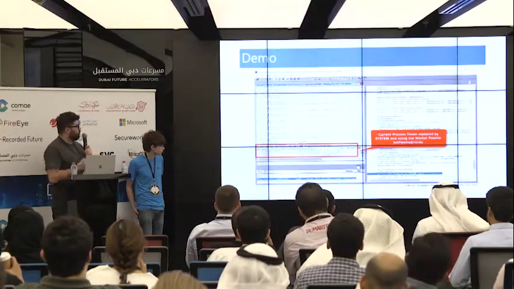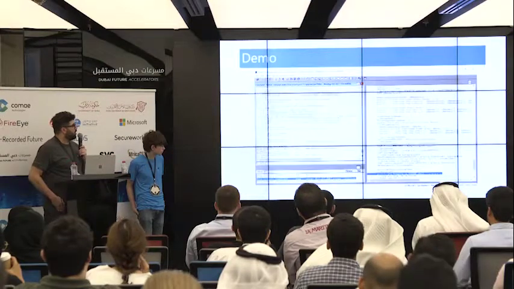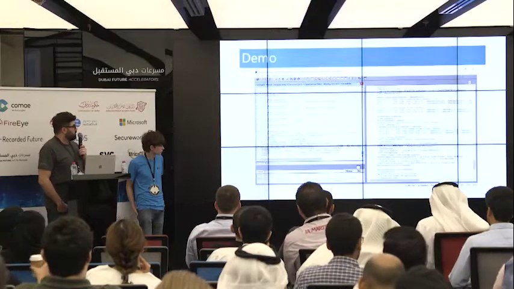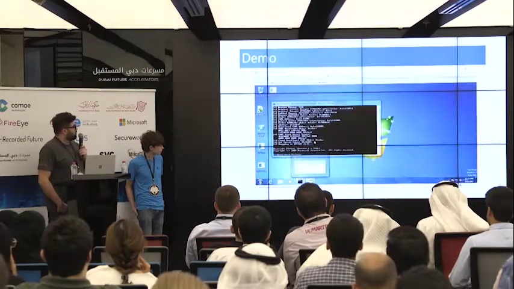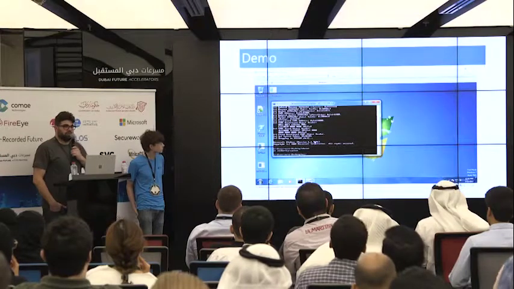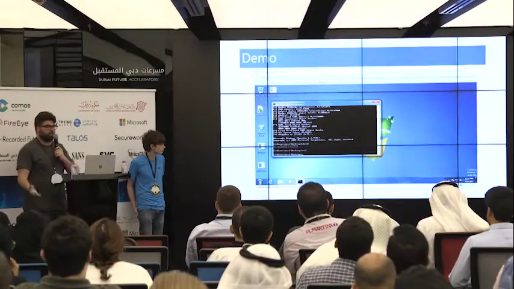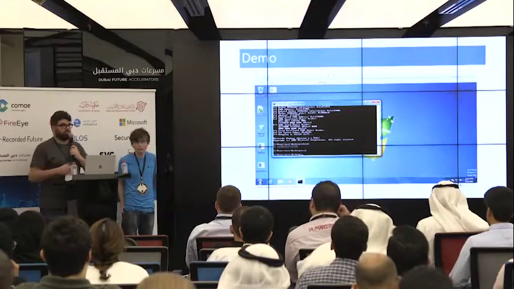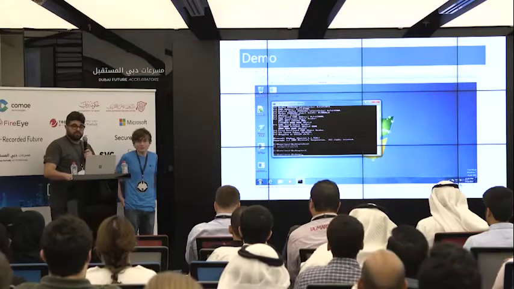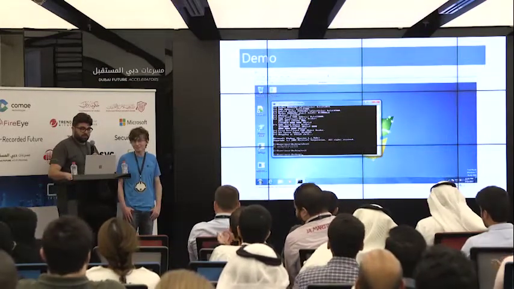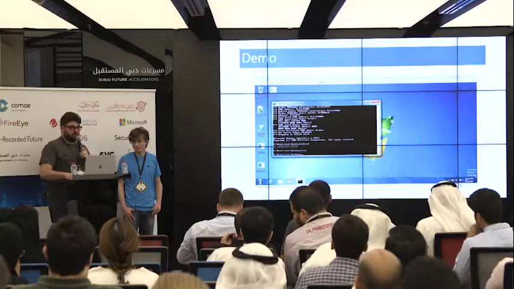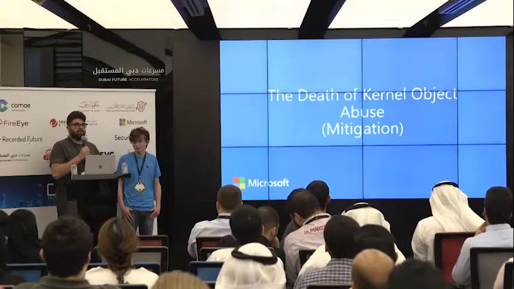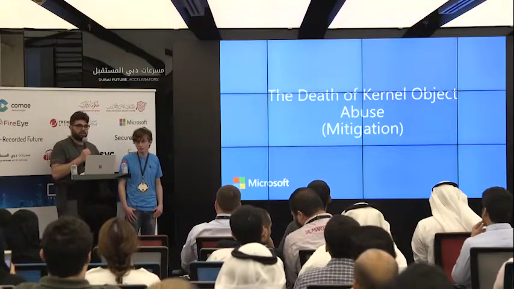As you see now, the token for my process has been changed to be exactly like the system process, which means that now I have system privileges. So I successfully elevated my privileges from a low privilege user to system using a simple technique and just using object abuse, not using some magic tricks or anything. For the next part, Ian will talk to us through the death of kernel object abuse and what Microsoft did to actually face that type of attacks and this type of techniques.